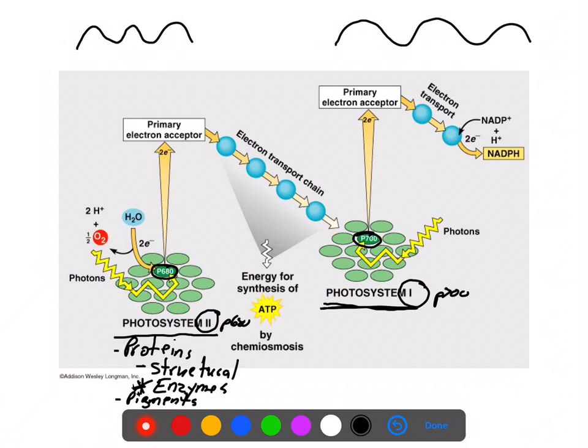So one of these takes in energy that is greater than the other. 680, right? That's smaller than 700. So 680 is a higher energy photon. So the distance here is 680 nanometers. And the distance here is 700 nanometers.